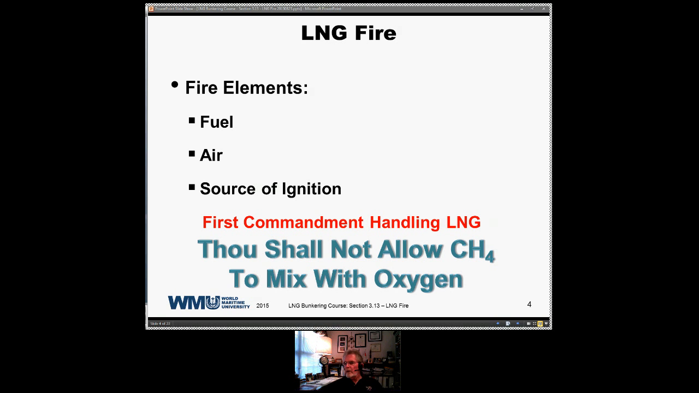So we'll follow the first commandment of handling LNG: thou shalt not allow LNG vapor to mix with air or oxygen. That's a goal we try to attain at all times.